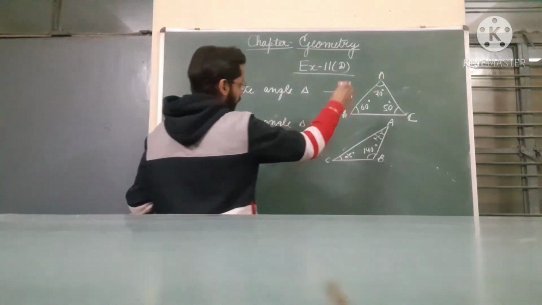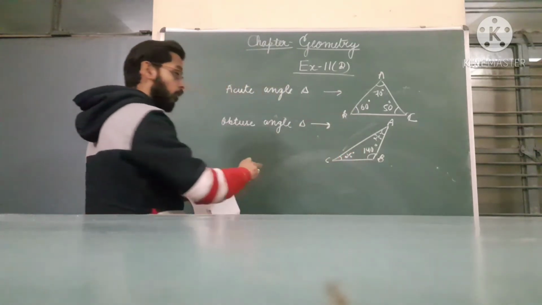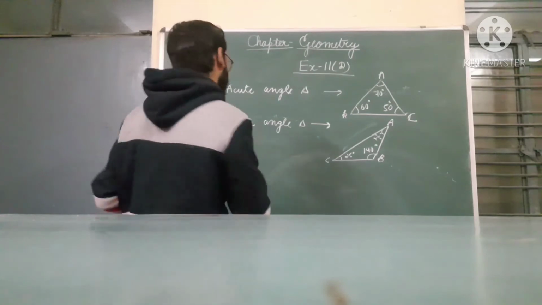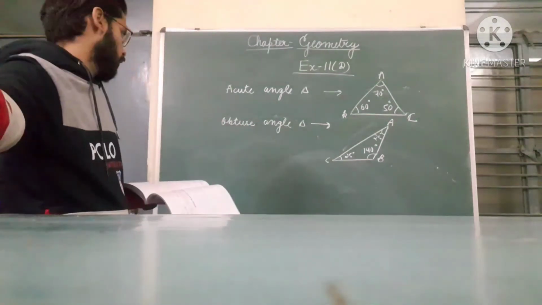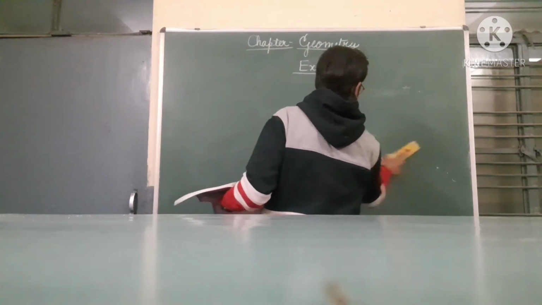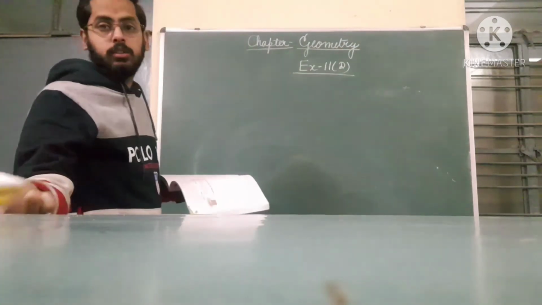As we can see from the figure, angle A is less than 90, angle C is also less, but we can see that angle B is greater than 90 degrees. Therefore, it will be an obtuse angle triangle. Now the last one, which is the right angle triangle.